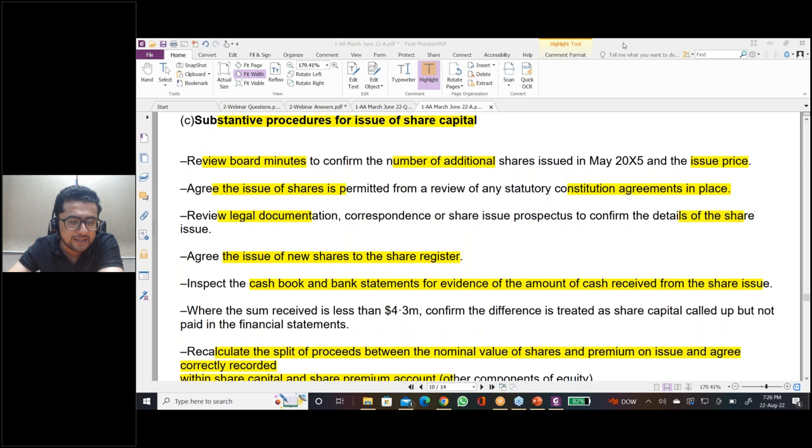I need to have a brief overview about the connection of these three topics called risk, controls, and procedures. In fact, I will give you a story about the whole syllabus of the AA, starting from topic number 1 to topic number 7 within 5 minutes.